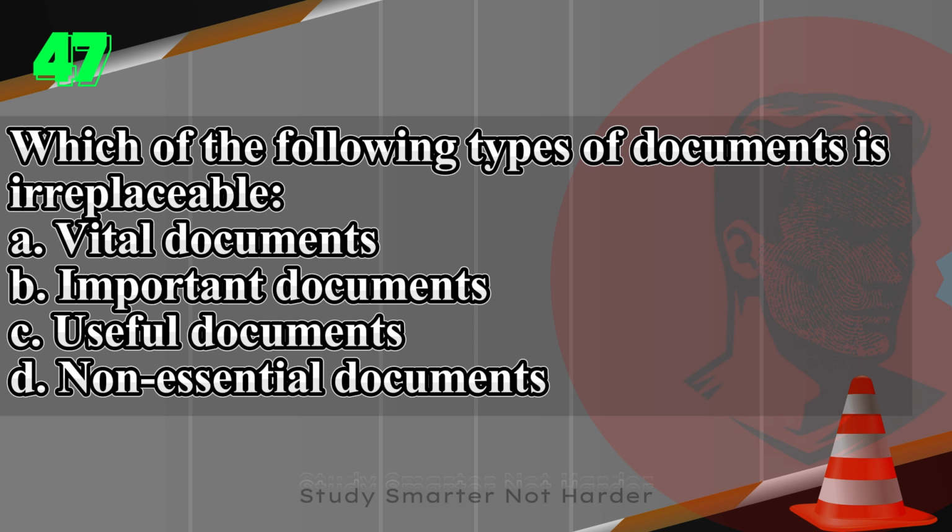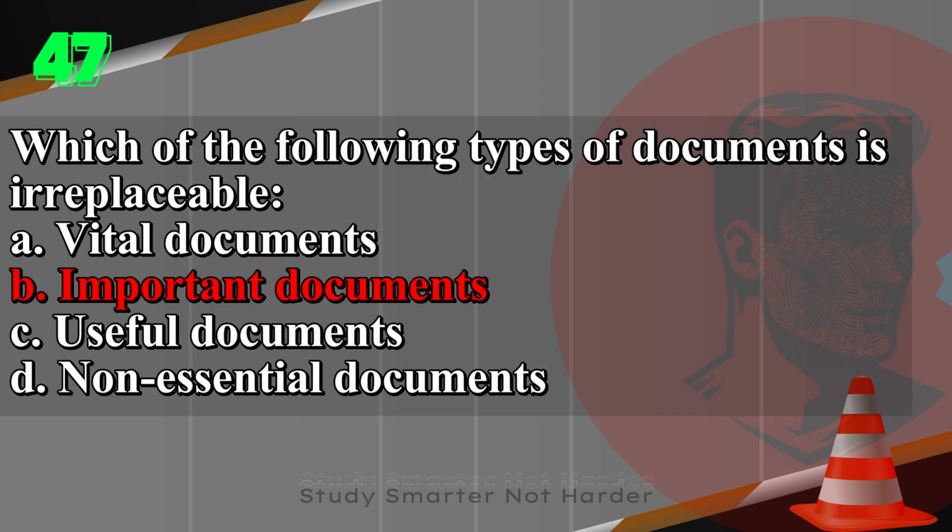47. Which of the following types of documents is irreplaceable? A. Vital documents, B. Important documents, C. Useful documents, D. Non-essential documents. Answer: B. Important documents.